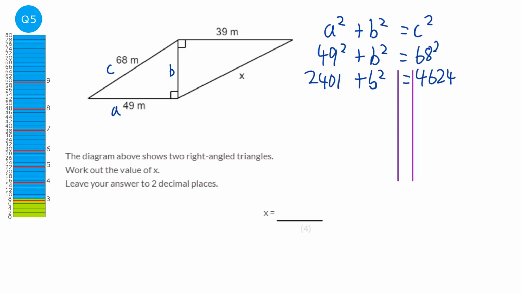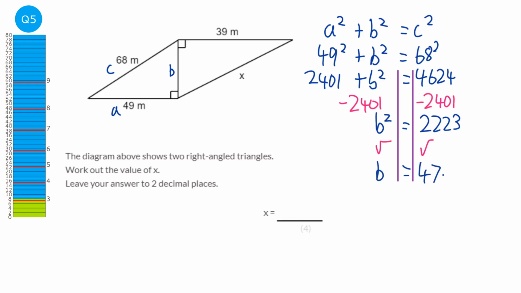So we are solving here, so let's get our lines down. And we're going to start by subtracting the 2401 from both sides. So we've got b squared equals 2223. Then we're going to square root both sides, and we've got b equal to 47.148, and so on.